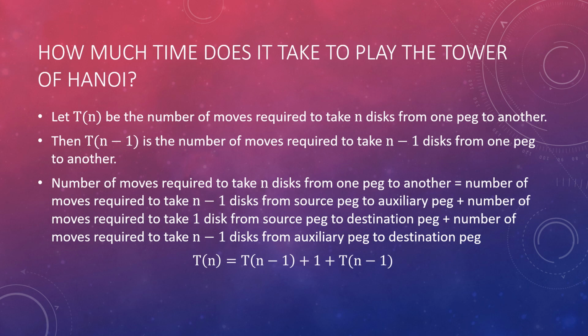The first term is number of moves for step 1. The second term is number of moves for step 2. And the third term is number of moves for step 3. So we rewrite it as this. Tn is 2 Tn minus 1 plus 1, and T1 is 1. This is the base case. When you have one disk, you need only one move.